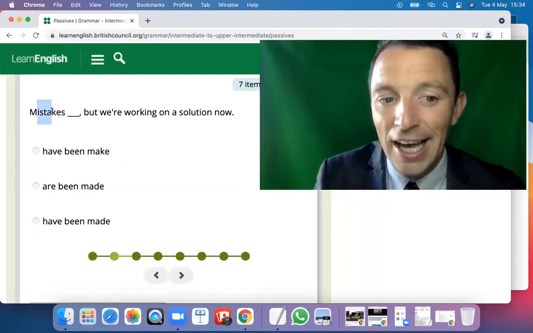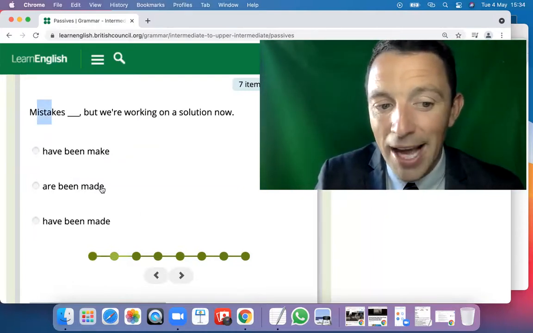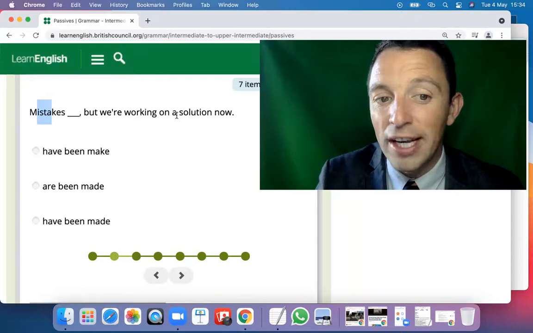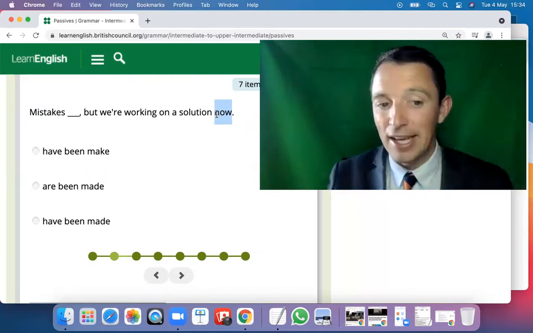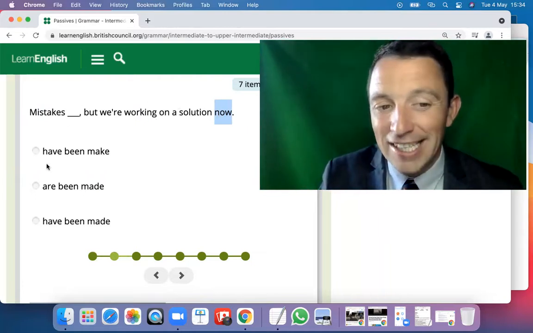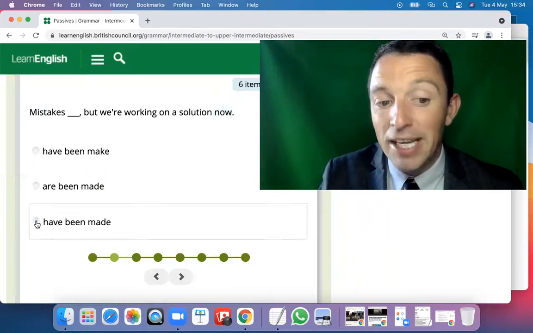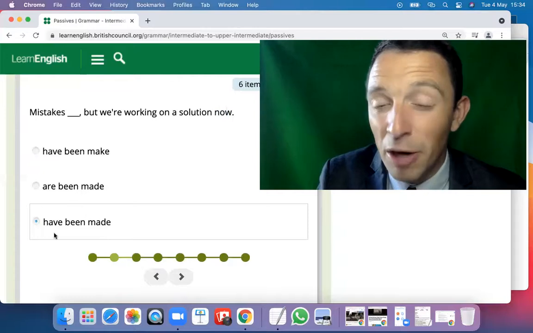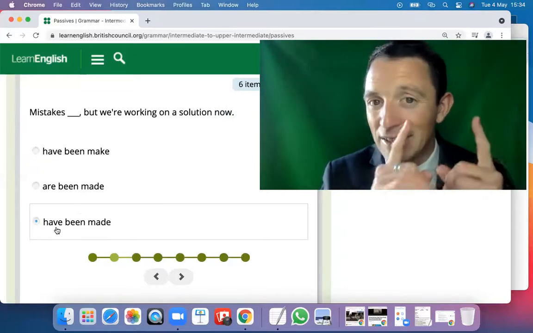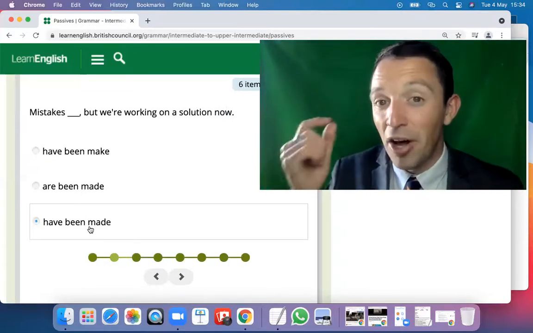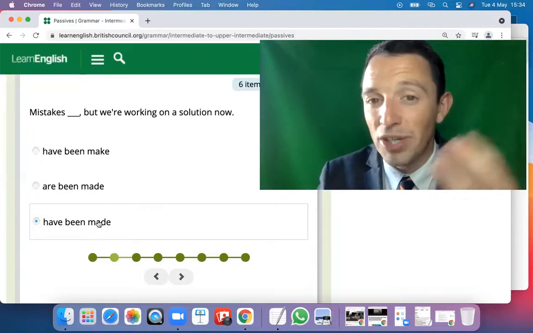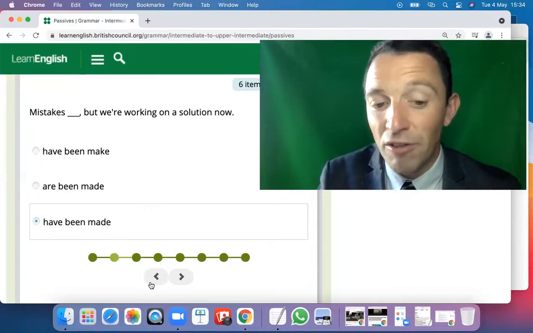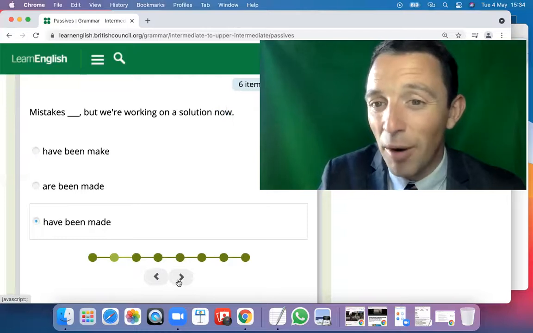So mistakes have been made, are being made, have been made, but we're working on a solution now. So because the second clause is now, I think the first sentence is probably the past. And for me, I think instinctively, it's have been made, because this is the auxiliary verb to be, have been, in the present perfect, plus the participle of the verb to make, made, made. And this is the reason the third option is better than the first option. So for me, I think the third option is more appropriate.